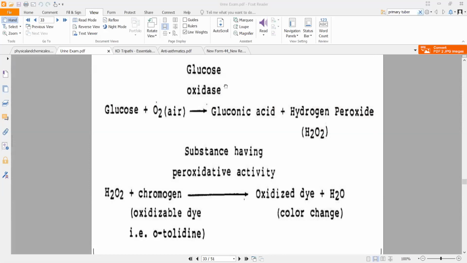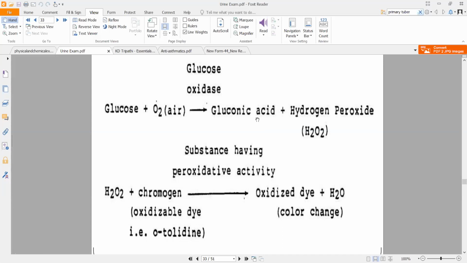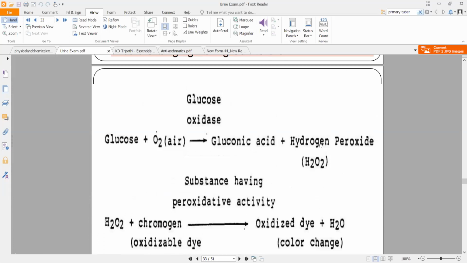Subsequently, what you do is you subject hydrogen peroxide to chromogen. That is a dye. Okay, it's an oxidizable dye. Once you subject it to this dye, you will get a color change. Okay, because that dye will get oxidized because of H2O2. That color change is what you are looking for. All right. From glucose, you initially form gluconic acid and hydrogen peroxide. Hydrogen peroxide, when you subject it to a particular dye, the dye will change color. That is how you know that the urine has glucose. All right. This is a slightly indirect way, but this way also you can find out whether glucose is present or not in urine.